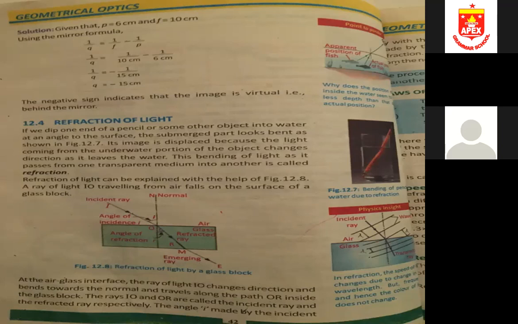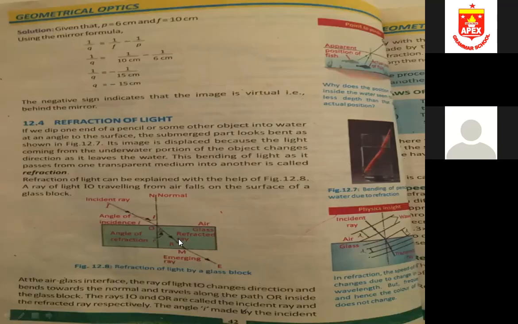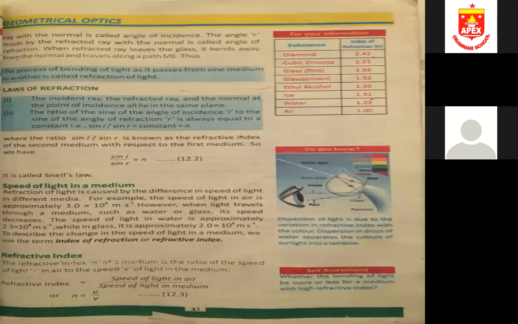The angle made by the incident ray with the normal is called the angle of incidence, noted with small i. The angle made by OR with the normal is called the angle of refraction, noted with small r. The angle r made by the refracted ray with the normal is called the angle of refraction.